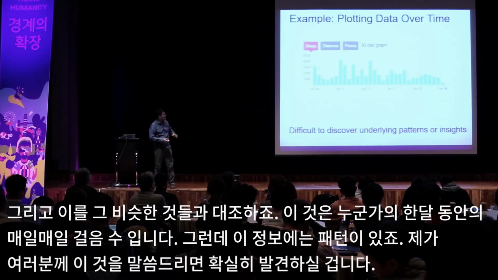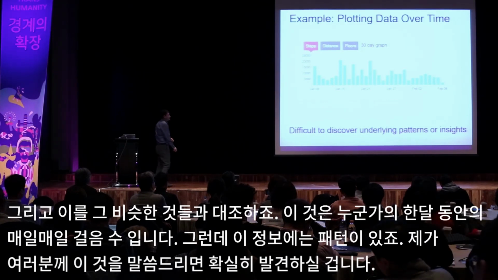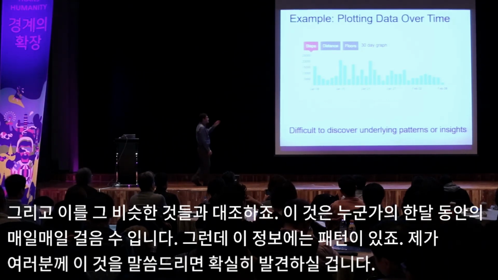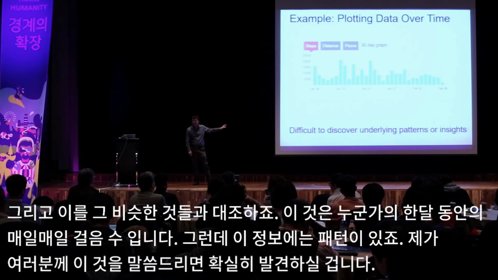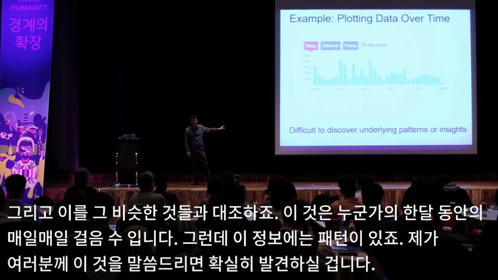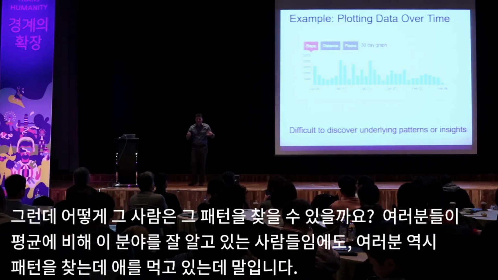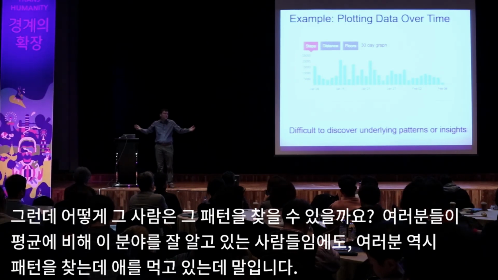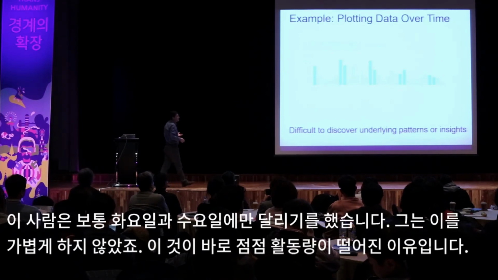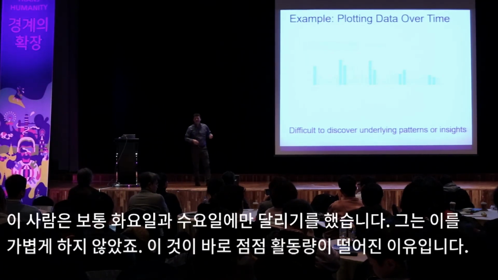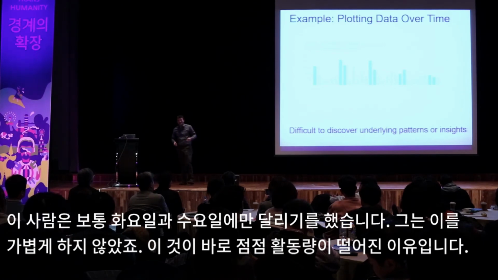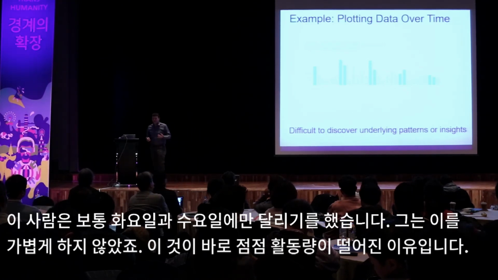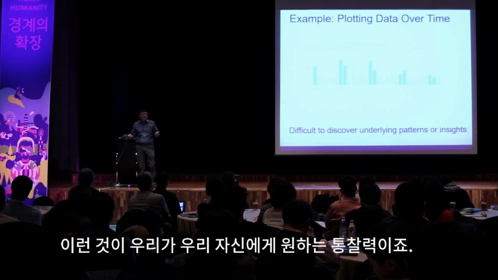And contrast it with something like this. This is a person's step activity every day for a month. There's a pattern in this data. It's really obvious once I tell you what it is, right? But how can a person find that pattern, right? You're more trained than the average person, and it's still hard to find. This person usually goes for a run on Tuesdays and Wednesdays. They haven't been doing that lately. That's why their activity is down. Right? These are the kinds of insights that we want about ourselves.